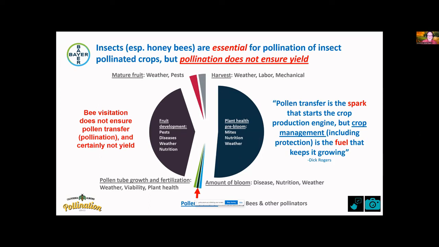Firstly, pollinators provide essential pollination services. We've all appreciated that. However, the contribution of pollen transfer, in other words, pollination, in crop production must be appreciated in perspective. There are many other factors that can affect plant health, bloom, pollen transfer, fruit set, fruit growth, and ultimately final yield. The pollen transfer slice of production, as seen in this pie chart, is relatively small compared to the full production cycle. However, pollination is still essential because it provides the spark that starts the crop production engine.